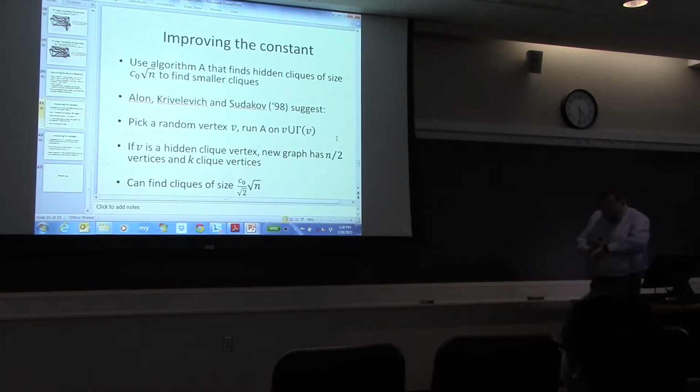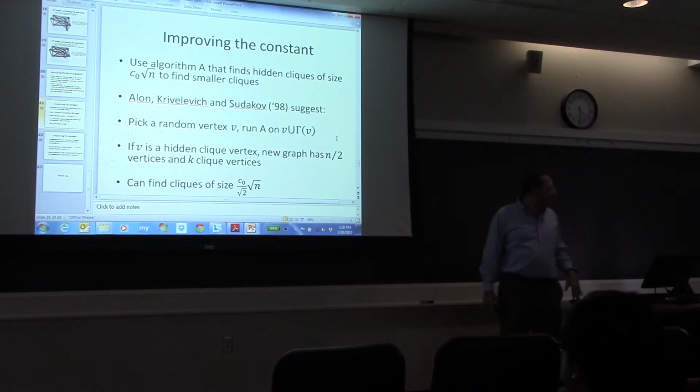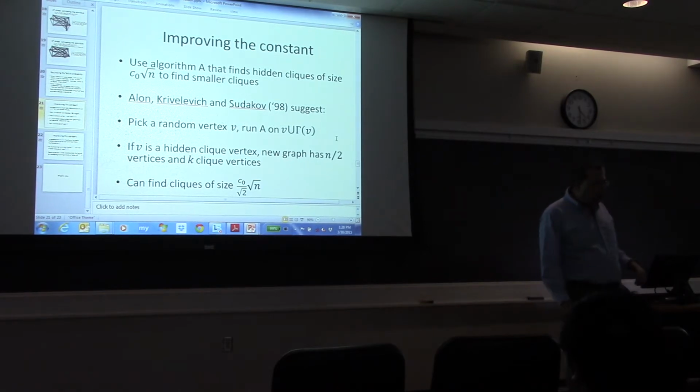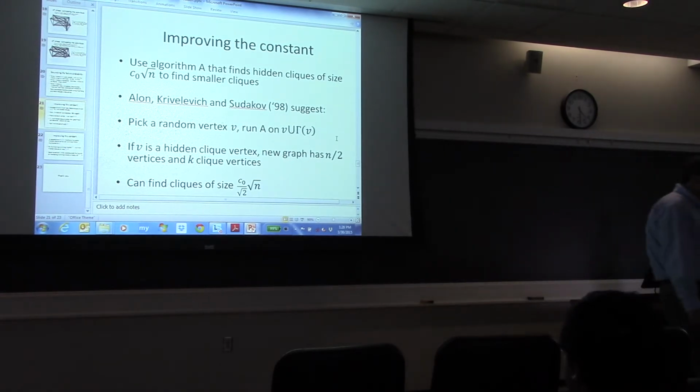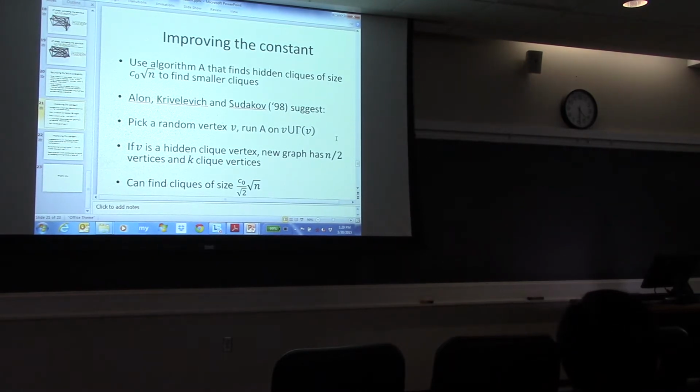I have two things to say just to finish. One is this. I told you this works for 2 root n. What do you do with a smaller constant? So suppose the clique is of size root n over 10. This method will fail, but so will the other methods, the spectral and all the others, if you just apply them as they are. And for root n over 10, we don't know any method which is linear time.